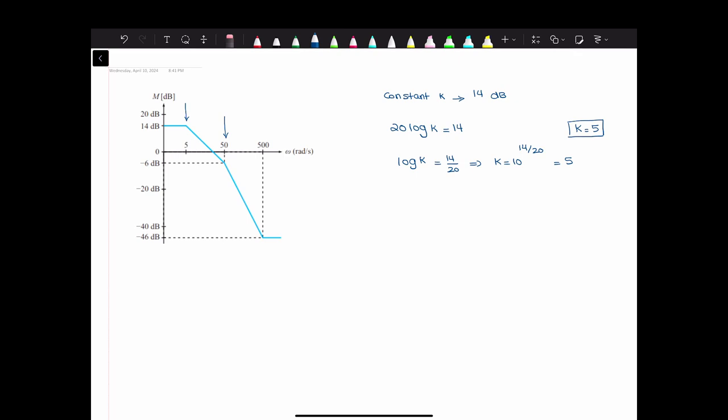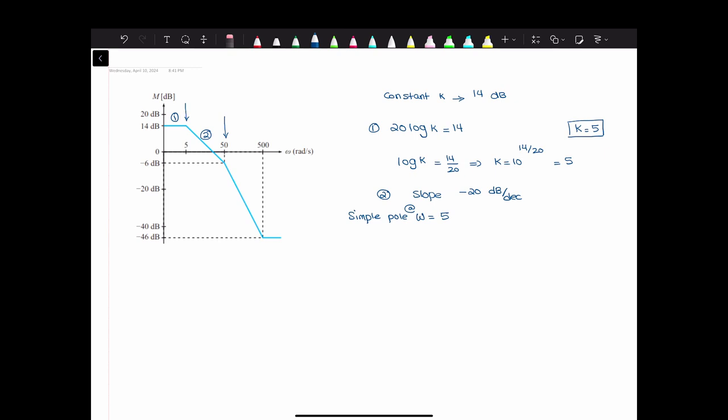If I call the first part part 1, now for part 2, this part of the graph, the slope is negative 20 decibels per decade. So we see that at omega equal to 5, we have a pole. Why is it a pole? It's a simple pole because we're going down with a negative slope. So we have a simple pole at omega equal to 5, and the slope is negative 20 decibels per decade.